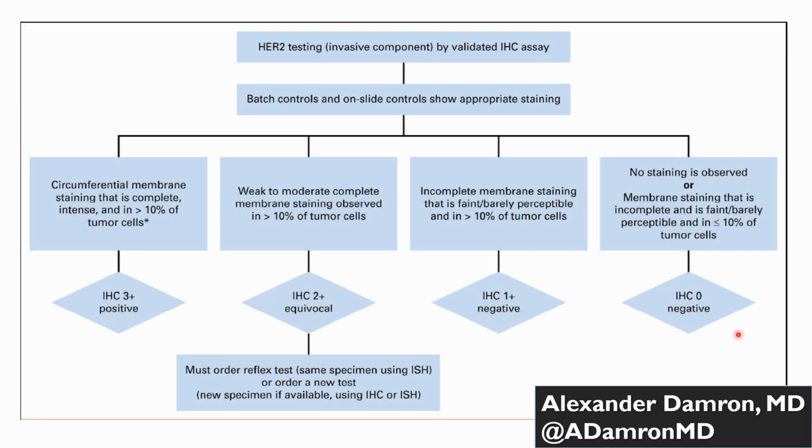And a lot of times people say, well, what does that mean? What does it mean to be barely perceptible? Like at 60x, at 40x, at 20x, at 100x? What is barely perceptible? And I think barely perceptible should be at low power. If you cannot see anything at low power, then that's going to be a HER2 0. Okay, if you're going to 100x to find a little bit of membrane staining, that's not 1+, right? That's 0. And I'll show you a couple examples of that.